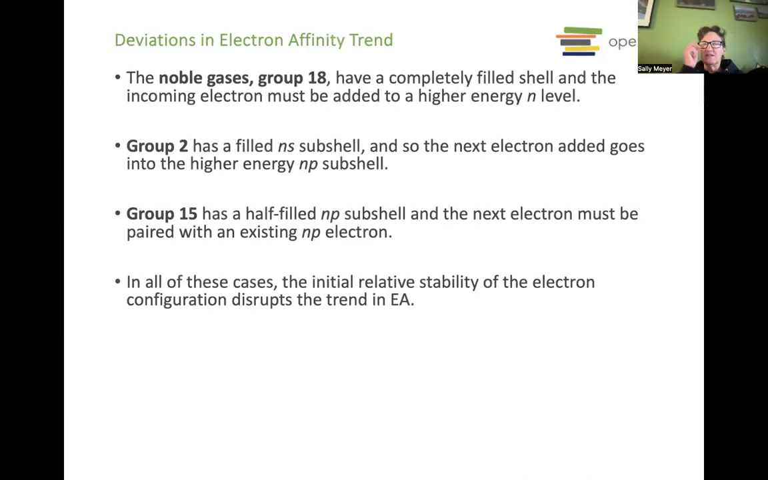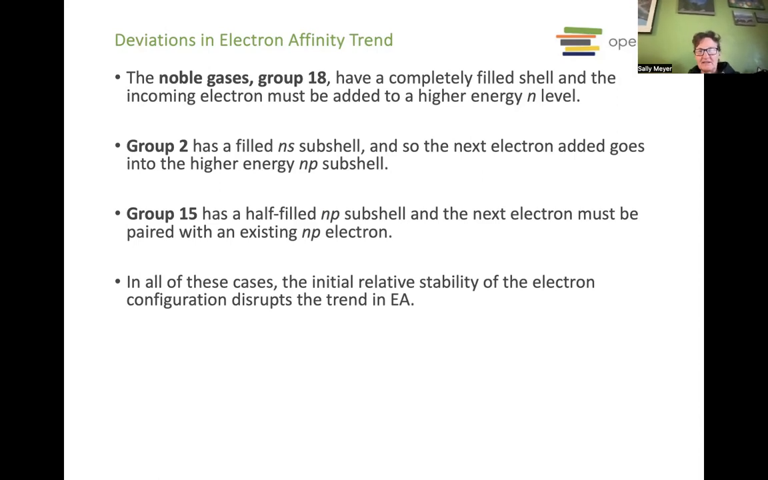So the deviations really come about because it's really a tradeoff. If you think about it, to stick an electron on, if it sees a high effective nuclear charge, that makes it easier. But then, for example, if you're putting that electron into an orbital that already has an electron in it, there's some electron-electron repulsion, making it harder for it to stick on. So depending on who wins, essentially, that will determine whether or not it's a favorable process or not a favorable process, where you get energy out or you put energy in.